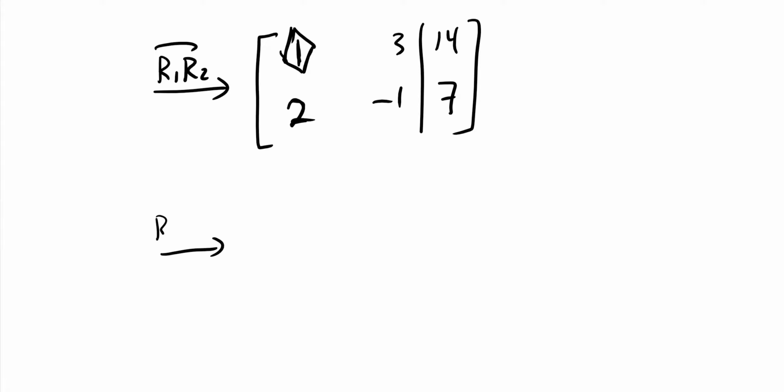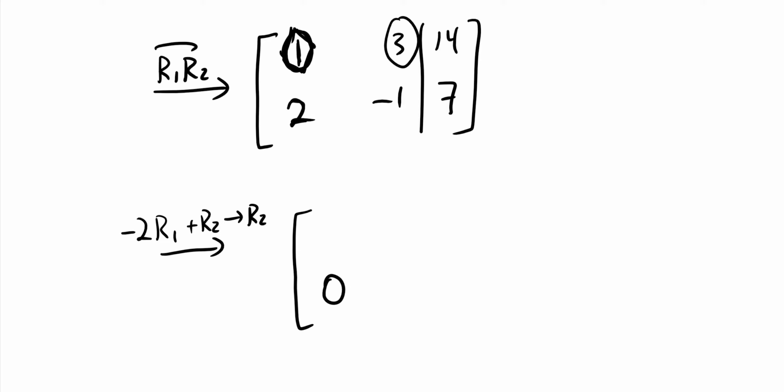I'm going to take row 1 multiplied by negative 2 and add it to row 2, and the result is going to sit in row 2. So if you multiply the first number, which is 1, by negative 2, that gives us negative 2. Add it to 2 is 0. Multiply 3 by negative 2, that's negative 6. Add it to 1 is negative 7. Multiply the first one by negative 2, that's negative 14. Added to 7 is negative 21. What happened to row 1? Well, it stays the same.